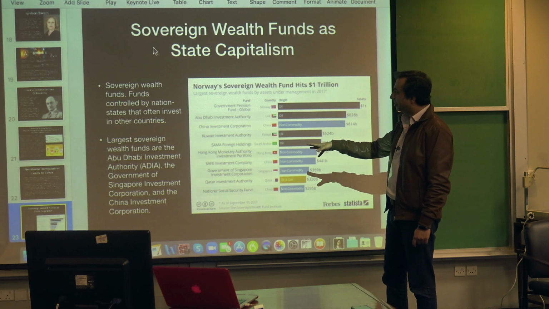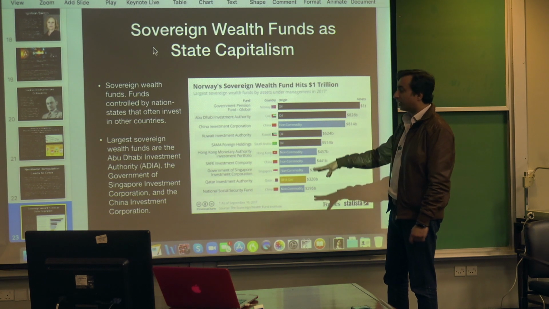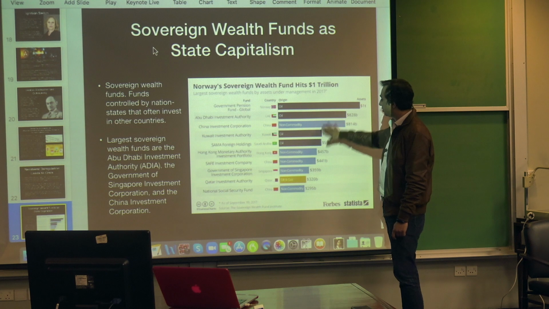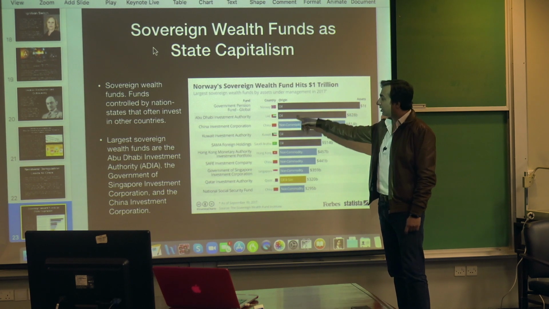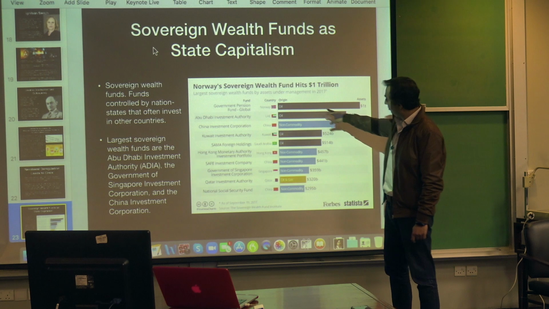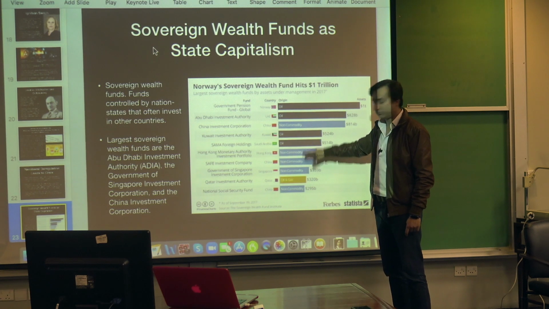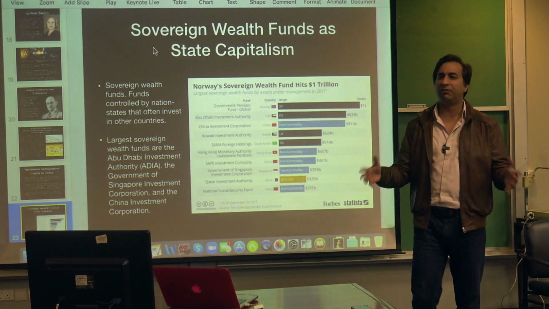They include the Abu Dhabi Investment Authority, the government of Singapore, China Investment Corporation. These are the big ones you can see over here. Some of them are dependent on oil. Some of them are non-commodity, that is, no single commodity is dominating that particular wealth fund. But you can see most of them are thanks to oil and gas over here as well. So these are the big oil producers that have these big sovereign wealth funds.